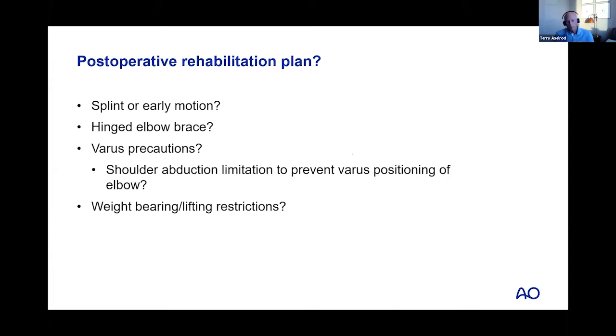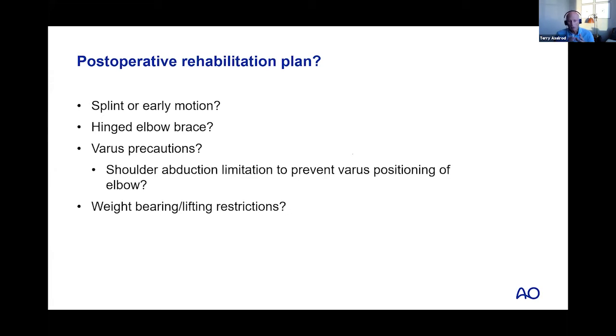If it's a cooperative patient, somebody that understands the game plan, I'm going to immobilize them with a back slab for 2 weeks at 90 degrees, not hyperflexed, but at 90, where they're comfortable. And then I'm going to put them in the hinge elbow brace at that 2 to 3 week mark and let them start moving the elbow.